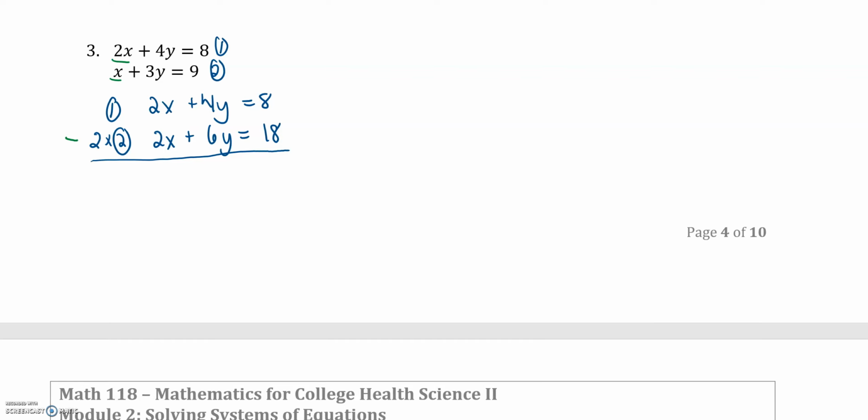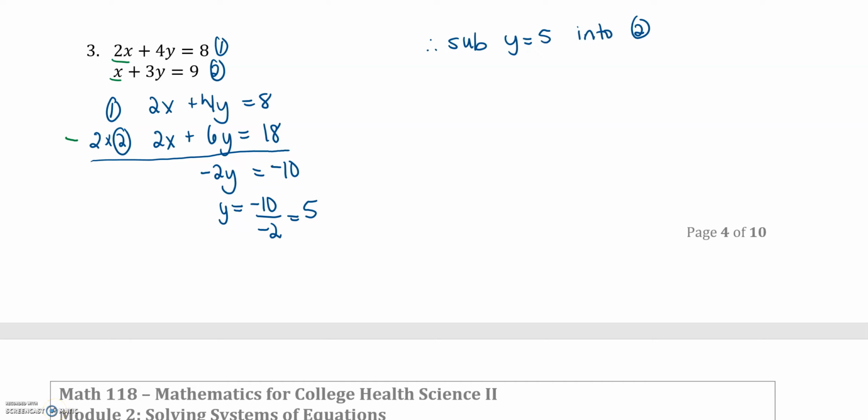4y subtract 6y gives us minus 2y, and 8 minus 18 is negative 10. Now we have an equation in terms of one variable, and we can solve for y. We divide both sides of the equation by negative 2, and we find that y is equal to 5.